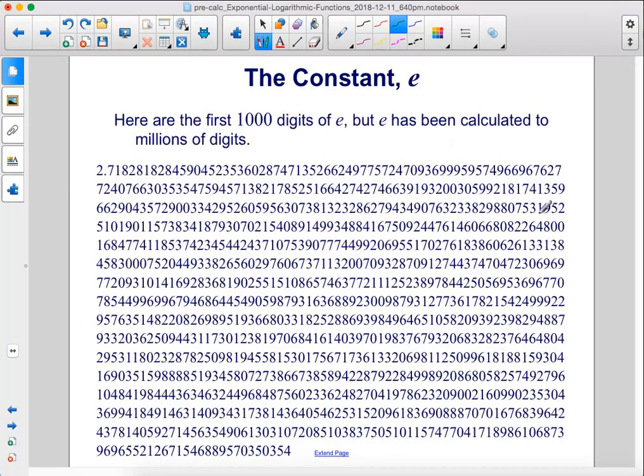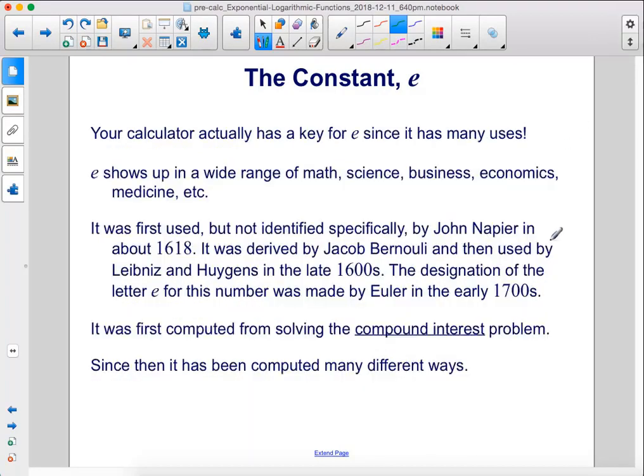Here are the first 1,000 digits of e, but e has been calculated to millions of digits. Your calculator actually has a key for e since it has many uses. E shows up in a wide range of math, science, business, economics, medicine, etc. It was first used but not identified specifically by John Napier in about 1618. It was derived by Jacob Bernoulli and then used by Leibniz and Huygens in the late 1600s.